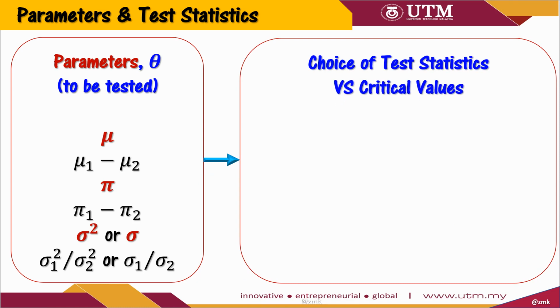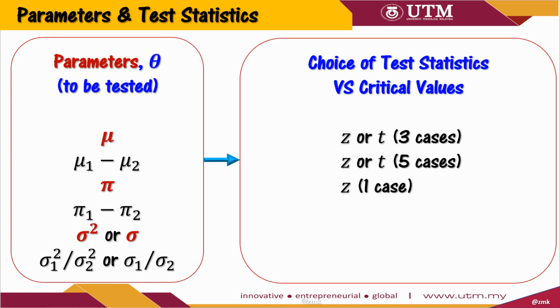For testing mu, we will have either Z or T test statistics, which will be respectively compared with Z or T critical values before making a decision to reject or accept H0. Similar to Chapter 3, we have 3 cases in testing mu. Next, we have 5 cases in testing mu1 minus mu2. Again, we can either have a Z or T test statistic and the corresponding critical values.